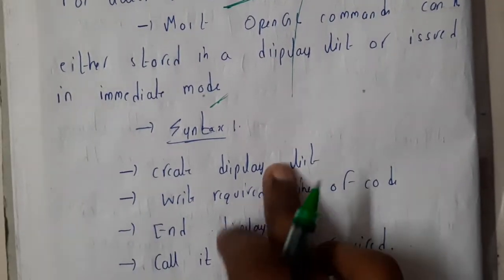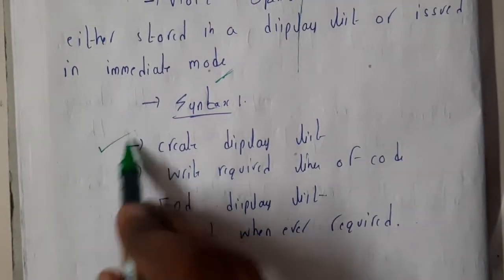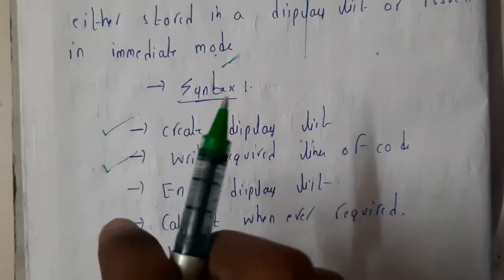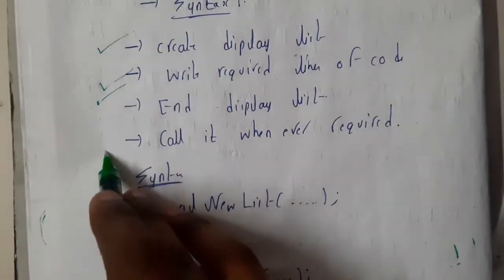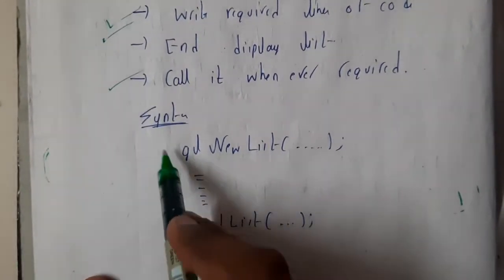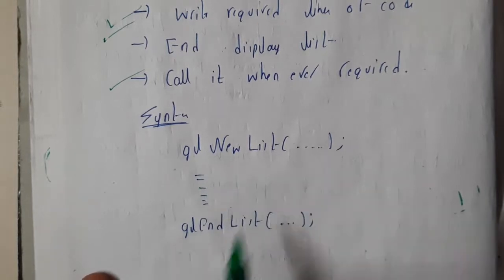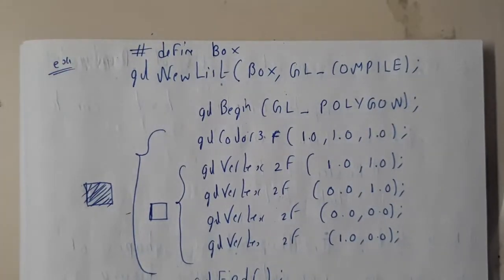For the syntax, we will be following these 4 steps. You will create the list, write the required lines of code inside the list, close the list, and call the list whenever it is required. The syntax will be glNewList in this way, and glEndList in this way. Now let us go through a small block of code with examples so that you have a clear idea.